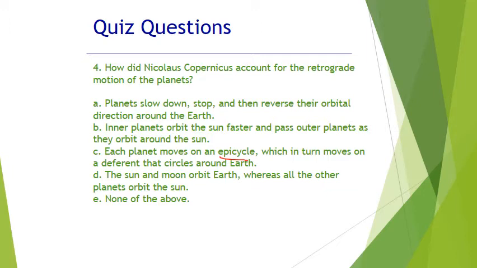All the planets, including the Earth, are essentially runners on a track, with the inner planets moving faster and therefore passing the outer planets and therefore changing the angles and making the outer planets appear to move retrograde.